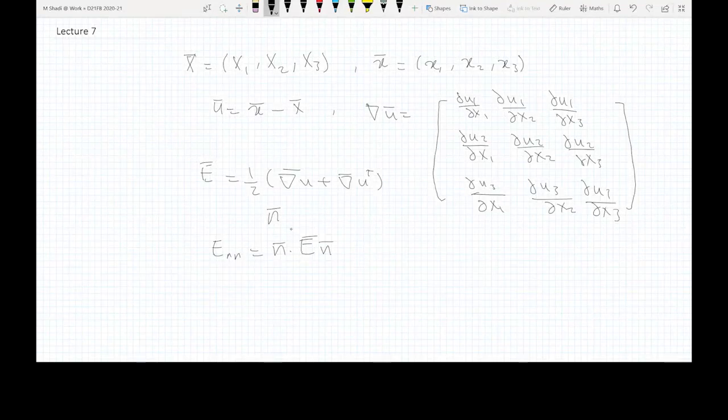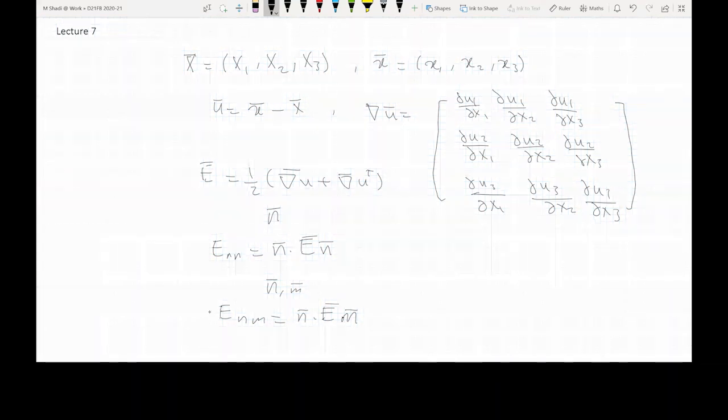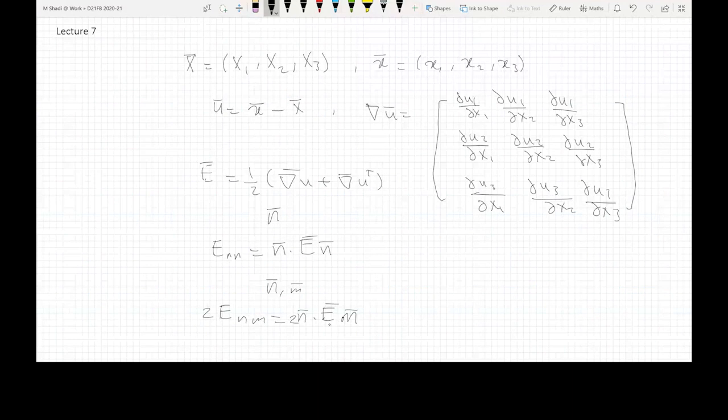If we are interested in finding a change in the angle between two vectors n and m, then in this case, the change in the angle is twice this number, but you just find the shear strain. So this is n multiplied with E multiplied with m. So this is the shear strain. This is half the change in the angle. You have to multiply it with 2 to get the change in the angle. This is the shear strain, and it expresses the change in the angle.